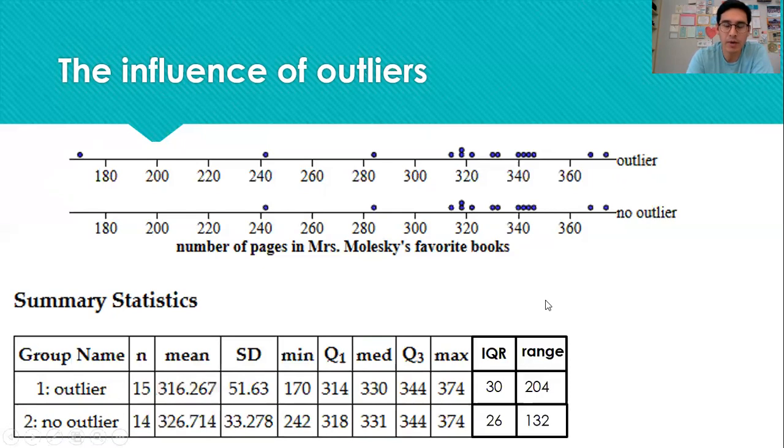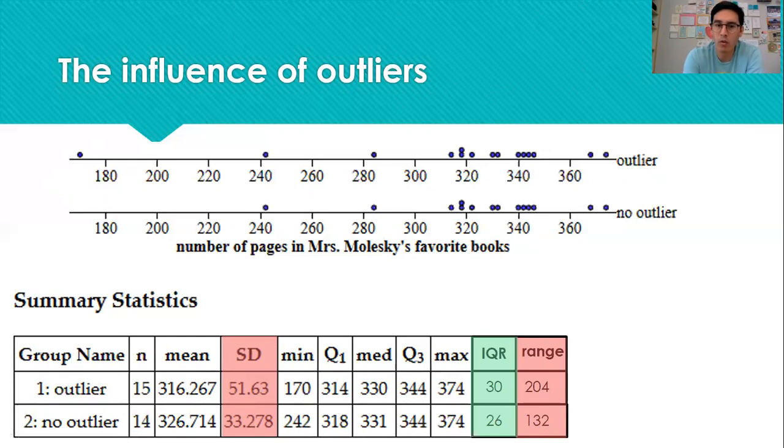All right, now let's look at measures of variability or measures of spread. Okay, so standard deviation, IQR, and range are all measures of variability. I've color-coded standard deviation and range in red because as you can see, they change quite a bit when we include or remove an outlier, right? 51 versus 33, 204 versus 132. The IQR I colored green because it doesn't really change a whole lot. It's only a difference of 4 here.